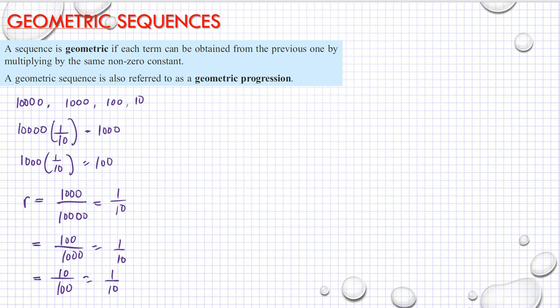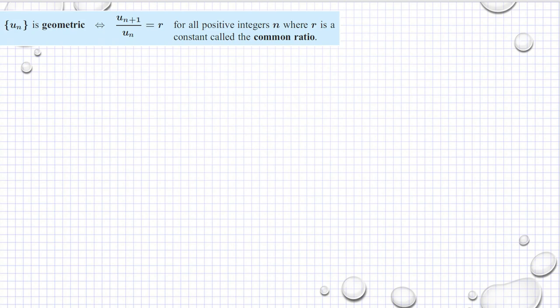Before, when we had arithmetic sequences, we had the constant difference. Here we have the ratio instead for geometric sequences. So if we can find a constant ratio by dividing the second term by the first term, then we have a geometric progression. Here's the definition. u sub n is geometric if and only if u sub n plus 1 divided by u sub n is equal to r, the common ratio.